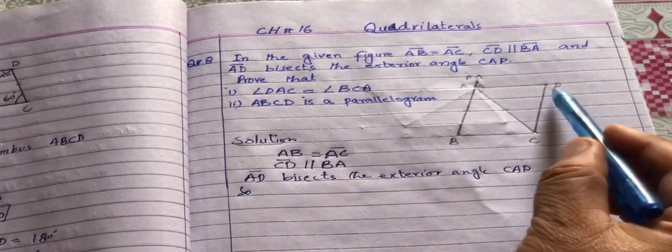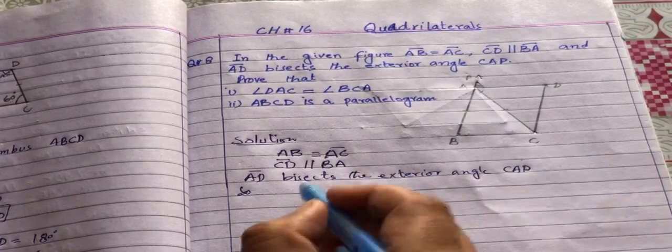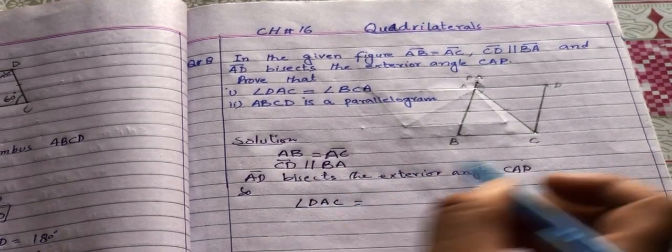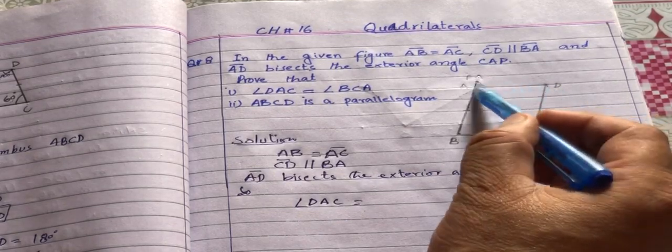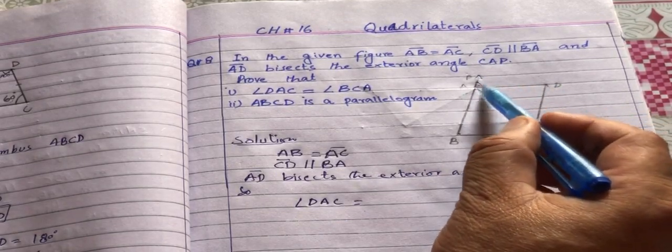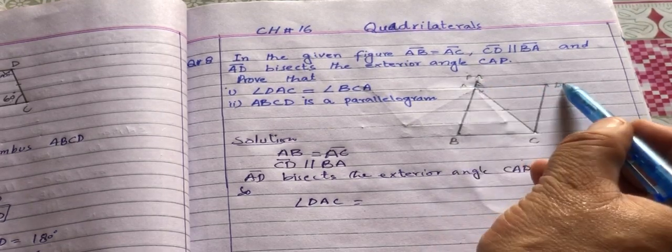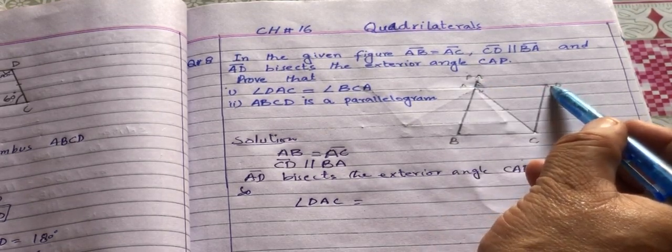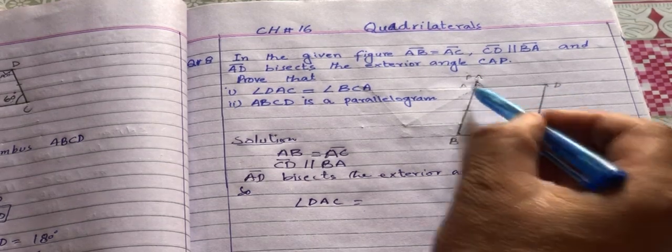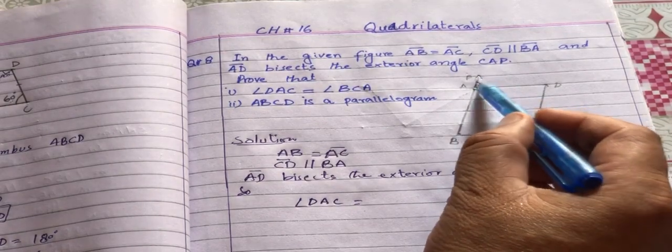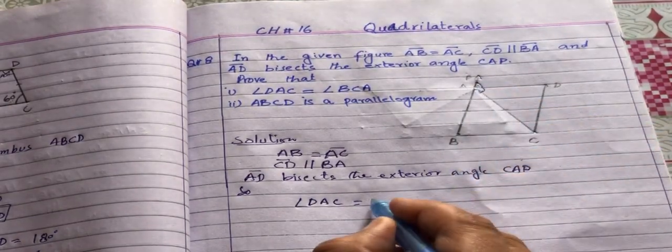So angle DAC is equal to angle DAP, because these two angles are equal to each other, because the angle CAP is bisected by AD. So angle DAC, this angle, and angle DAP, this angle, will be equal to each other.